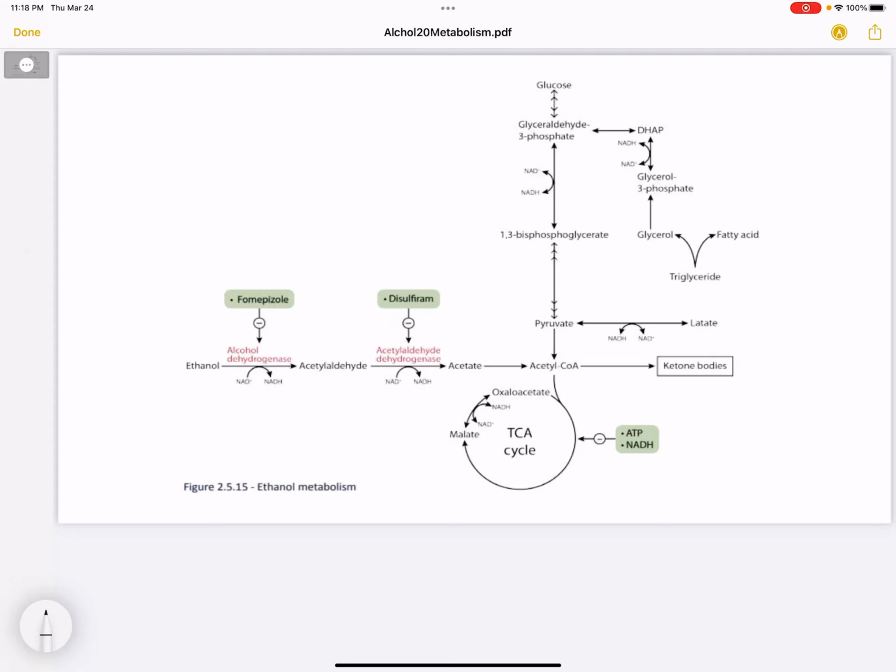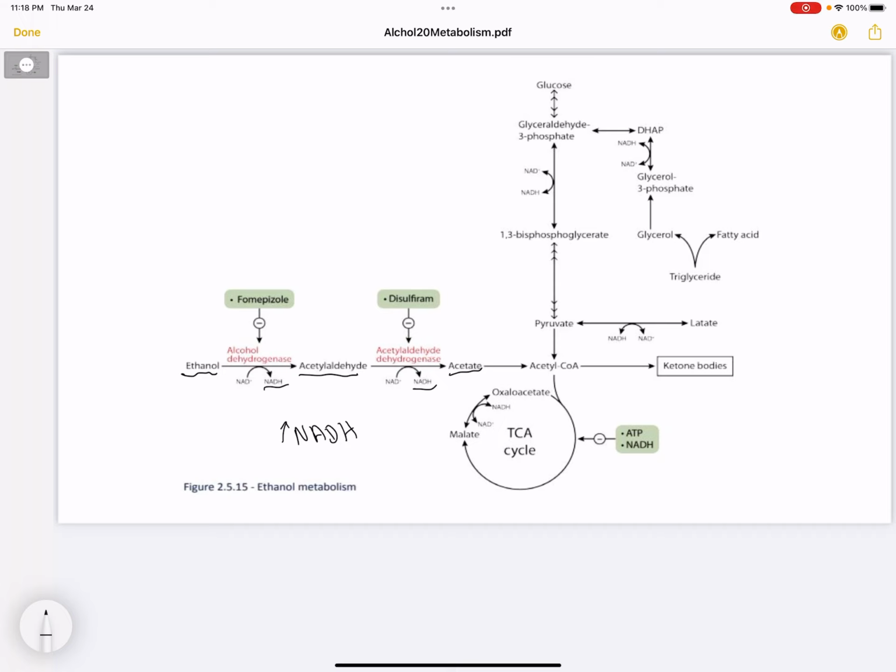Here's an overview of alcohol metabolism. So the big thing to know about alcohol metabolism, as you can see from the conversion of ethanol to acetaldehyde and the conversion of acetaldehyde to acetate, is the increased levels of NADH. With these two steps, we are producing NADH, and that is going to increase our NADH levels in our body.